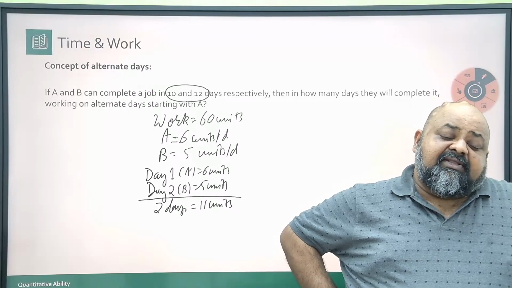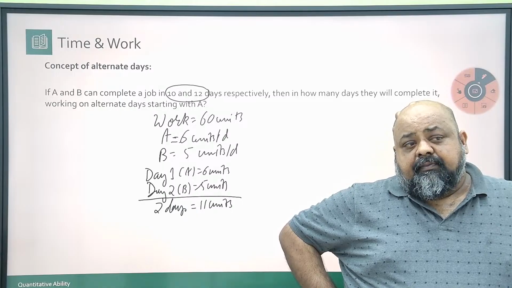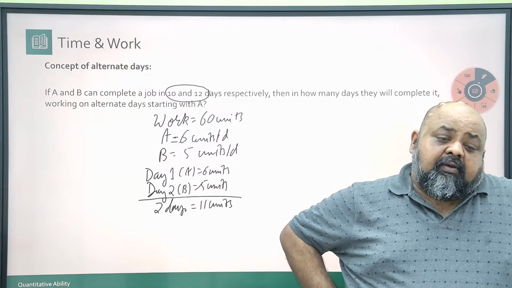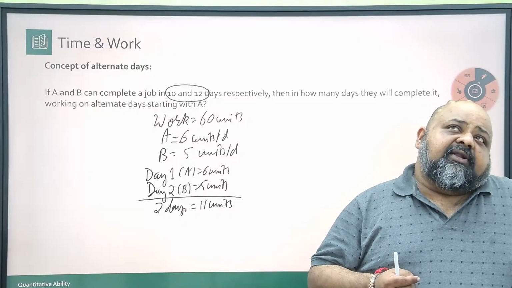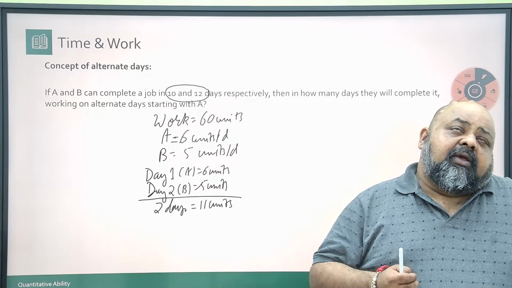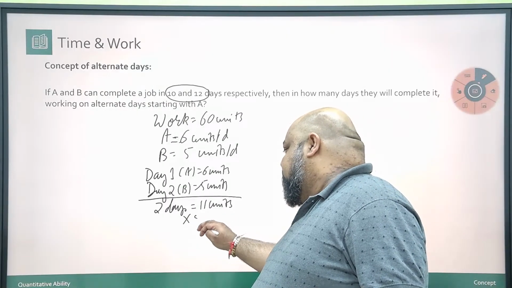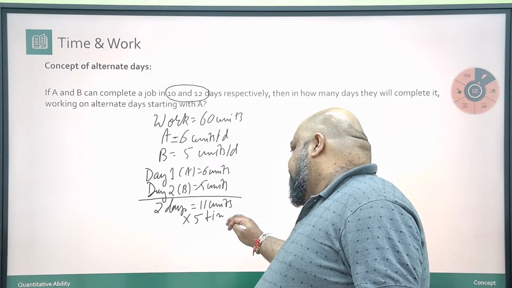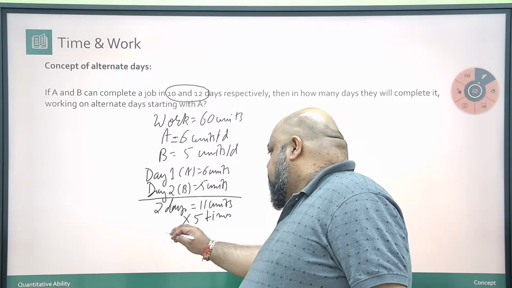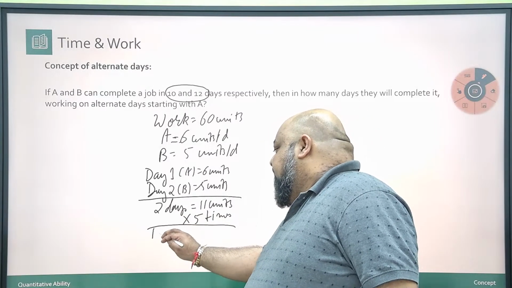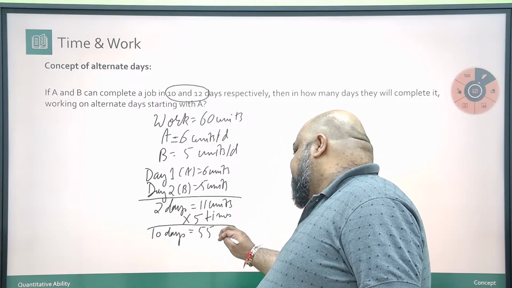How many times can this repeat? I look for a multiple of 11 which is less than 60, because 60 total work है, उसको क्रॉस तो कर नहीं सकते. तो यार 60 का मल्टीपल 11 का 55. So if this process repeats 5 times, which means 5 to 10, in 10 days 55 units of work gets done.